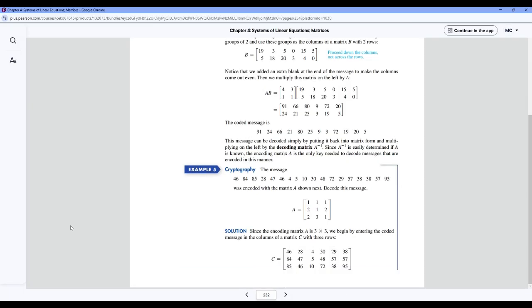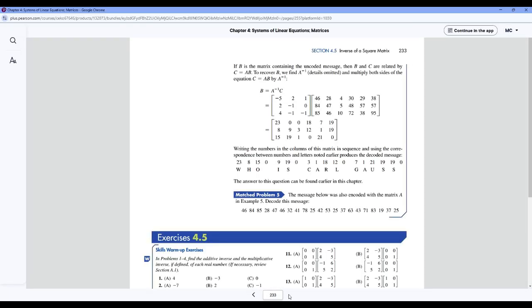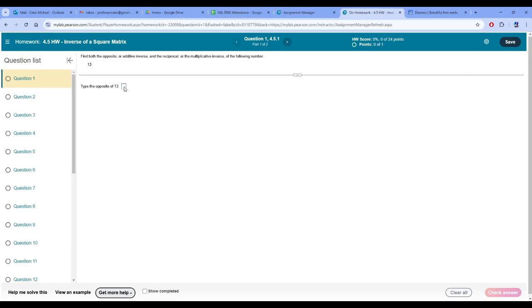Cryptography: getting a message, translating a message, and getting it back to the original message. They use matrices for this because that allows you to do a lot of operations in bulk. All right, so let's see.